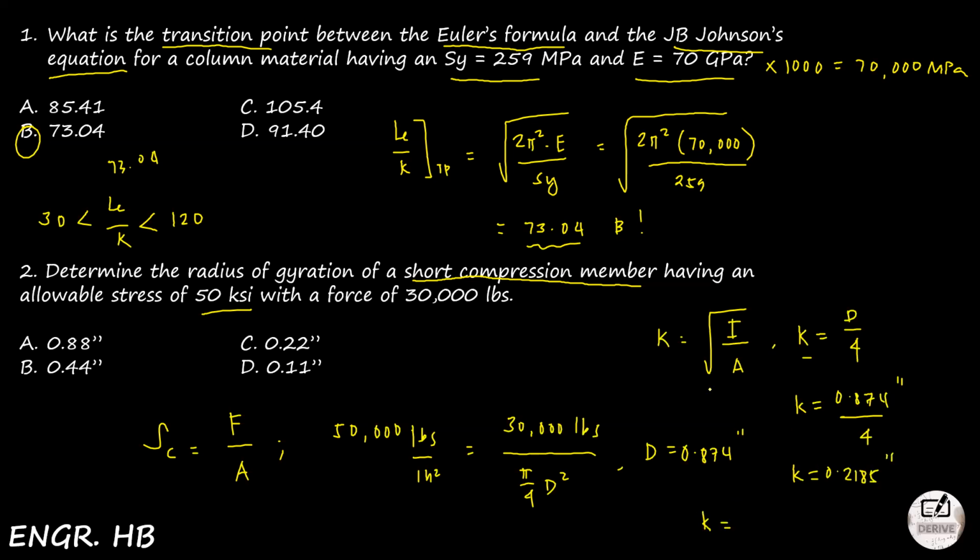inches. Remember that the radius of gyration always has a unit of inches only, not a square inch, not a cubic inch, but inch only. Because you have inches raised to 4 here, you have inches squared here, what remains is inches squared, square root of that, so that will be in inches. Same in metric. So our radius of gyration here is approximately equal to 0.22. So the answer is letter C, 0.22.